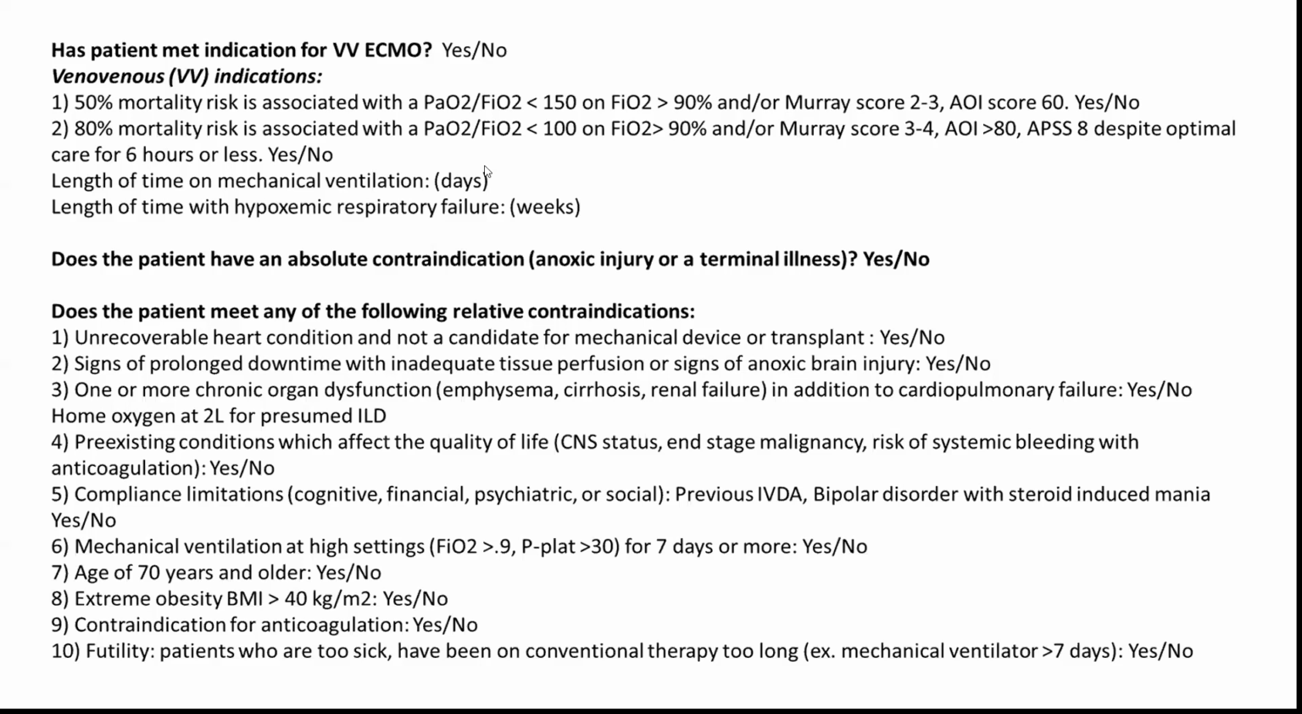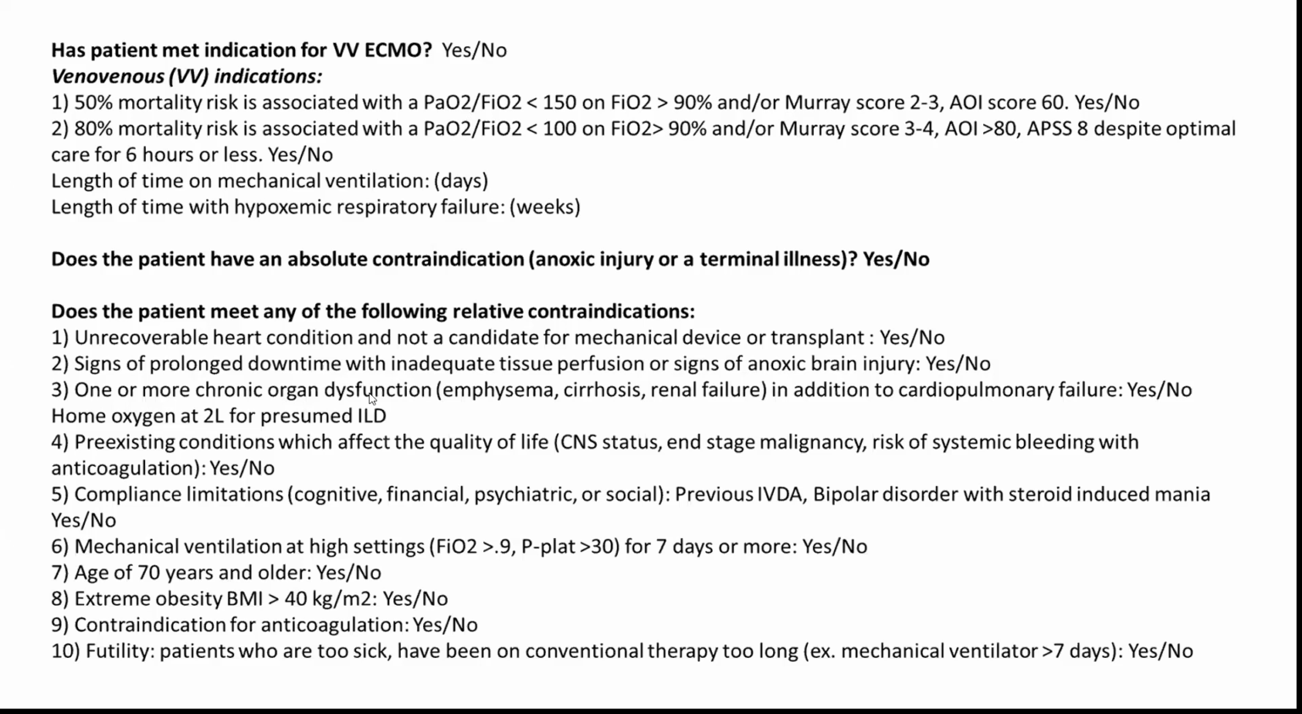And that's for various reasons, including the risk of bleed if somebody has large ischemic strokes and you're starting them on anticoagulation. But then there's a lot of relative contraindications that you touched on. So some of them, prolonged downtime, but you're not sure if they have an anoxic brain injury. It's a question. One or more chronic organ dysfunction.